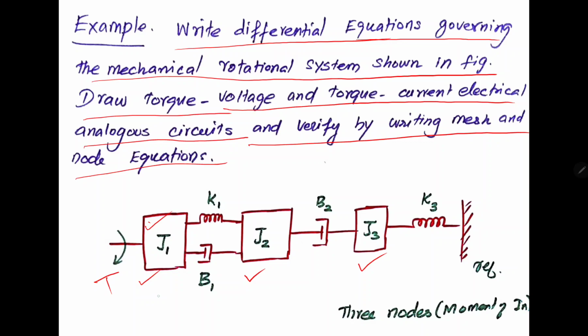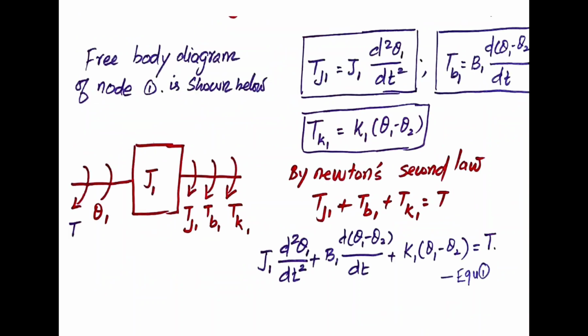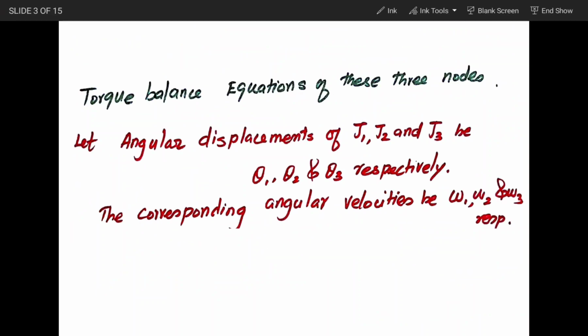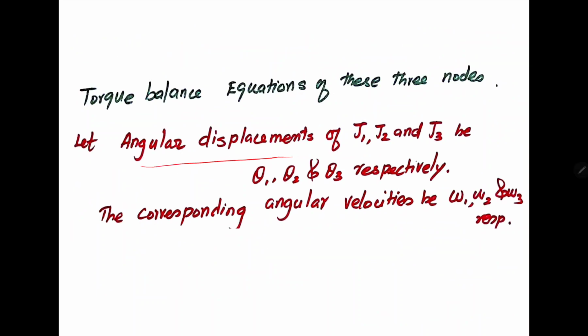So here we need to consider three nodes: one is J1, another is J2, another is J3, and we need to write differential equations related to these three elements. Before that, let the angular displacements of J1, J2, J3 be theta 1, theta 2, theta 3 respectively, and the corresponding angular velocities be omega 1, omega 2, omega 3 respectively.